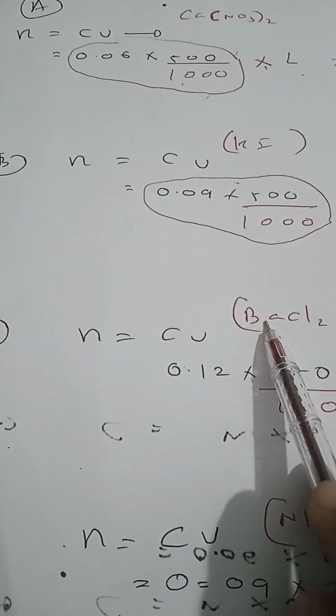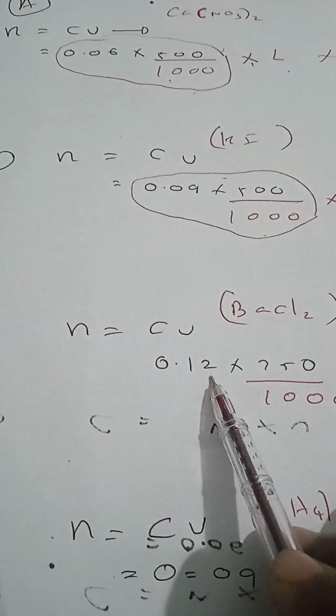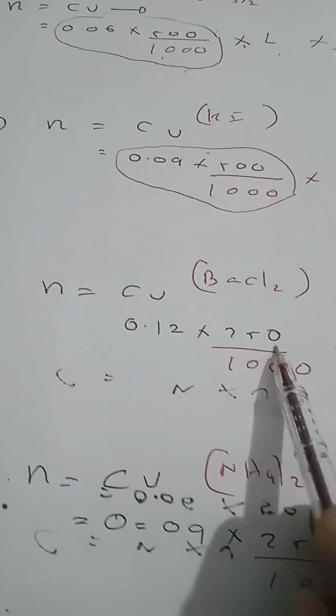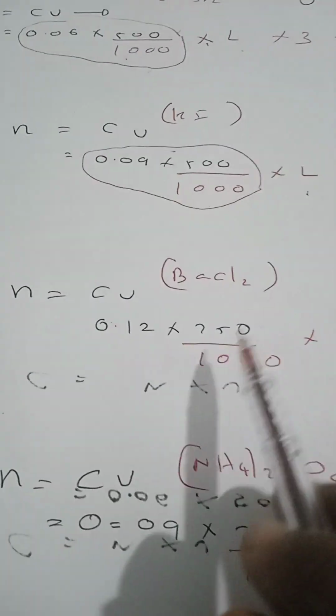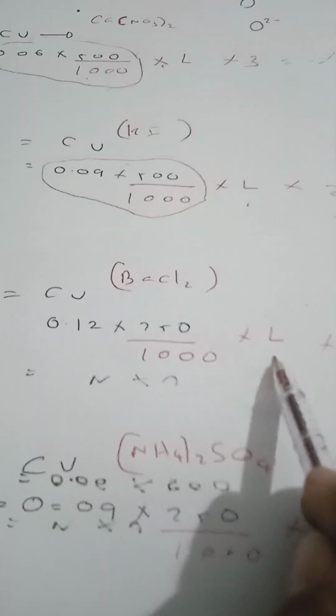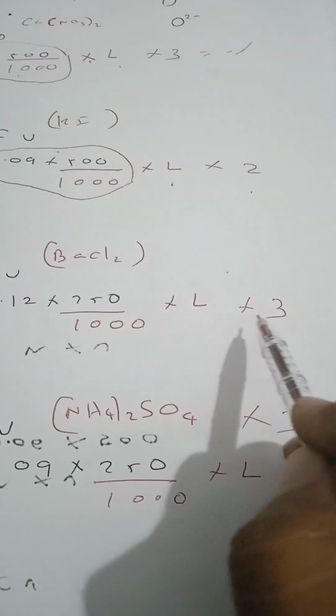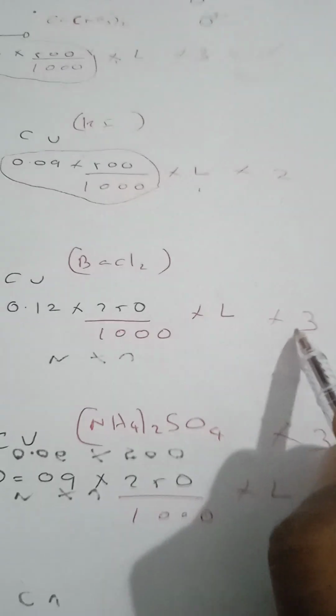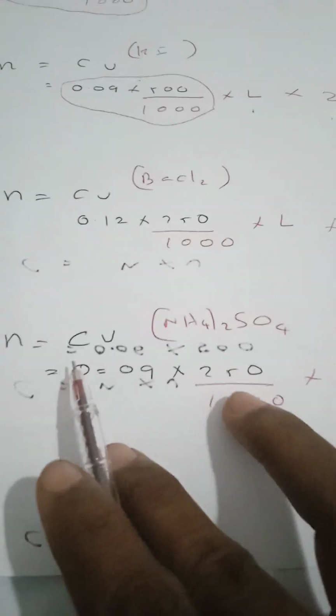And then I got the barium chloride. Barium chloride concentration is 0.12, volume is 250 in cubic centimeters. To convert to cubic decimeters, divide by 1000, and multiply by Avogadro to convert into molecules. There are 3 ions, that's why multiply by 3. The same logic is applied.